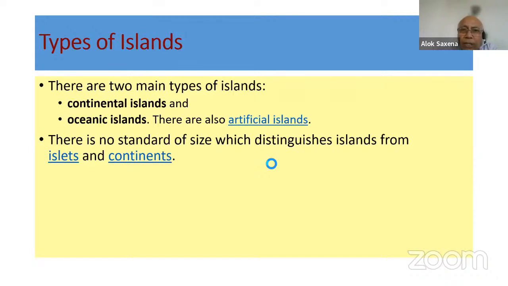And the other is the oceanic island, that is formed because of volcanic activities and tectonic movements of plates. So these are the basic things. Artificial islands: if you happen to visit Dubai, there you can find that the UAE government is making artificial islands also there.